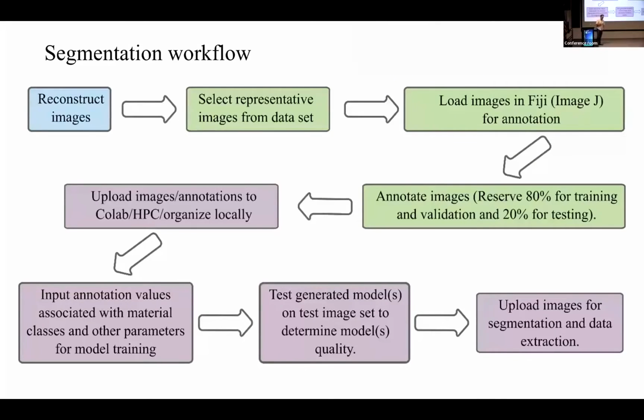So for our segmentation workflow, we get our images from the instrument, and this can be a CT scanner, an SEM, a TEM, it could be anything, your cell phone. And you're going to want to select representative images from your data set. Anytime you're trying to train a neural network, you want to give it data that's representative of all the images that you have taken. And so you can load those into something like Fiji ImageJ, which is an open source tool developed by NIH for processing images.